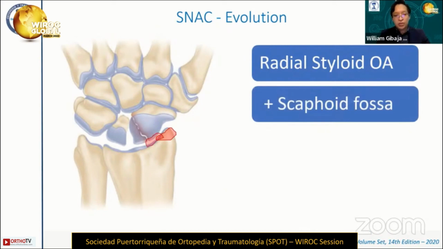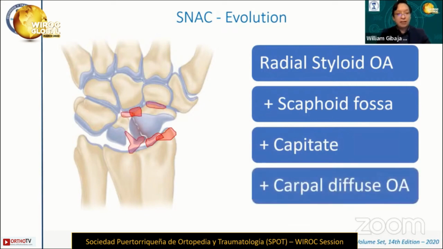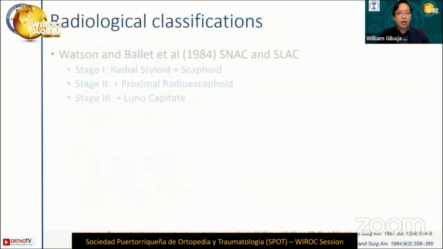then it can move to the scaphoid fossa, and in this evolution it can then affect the capitate, initially in the scaphocapitate space, and then in the lunocapitate space, and finally it can lead to diffuse carpal osteoarthritis.